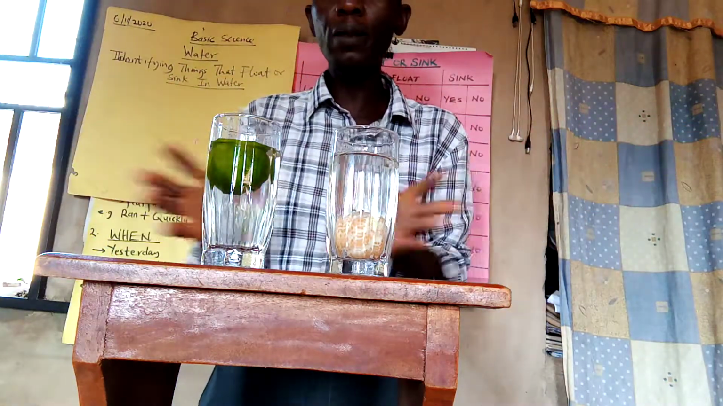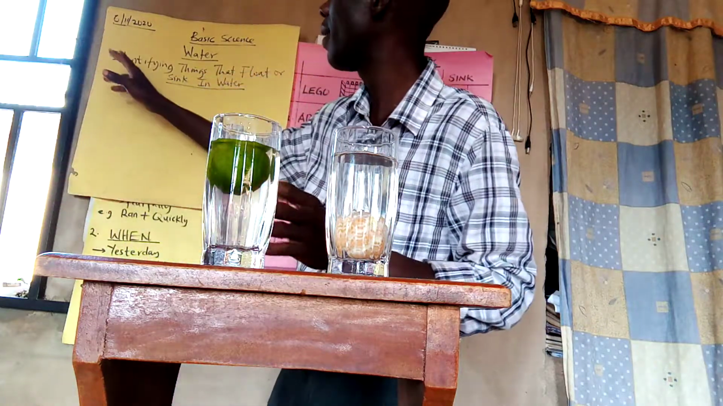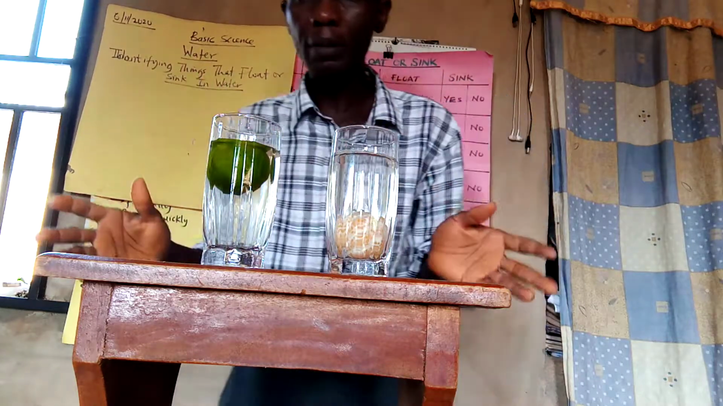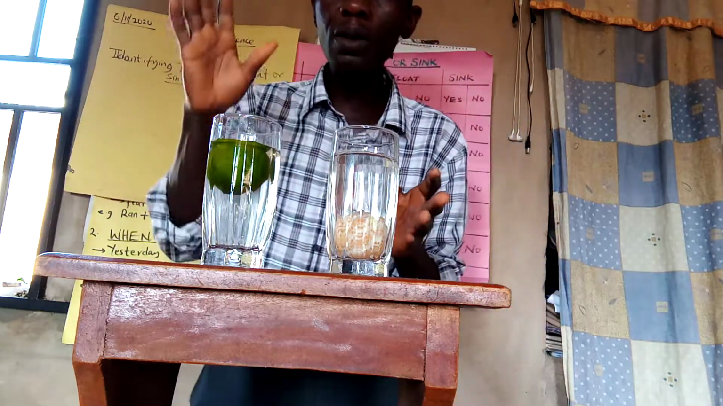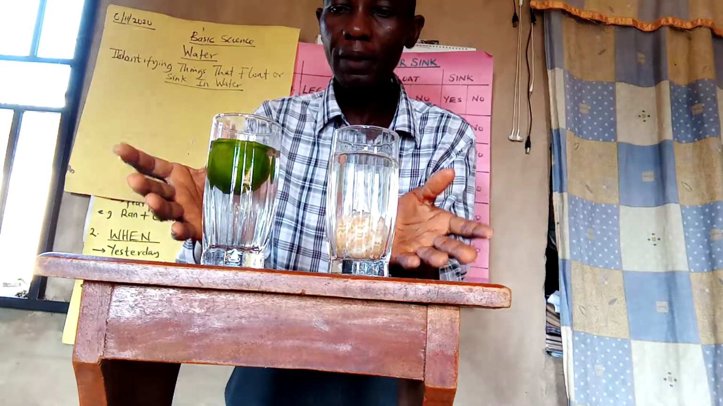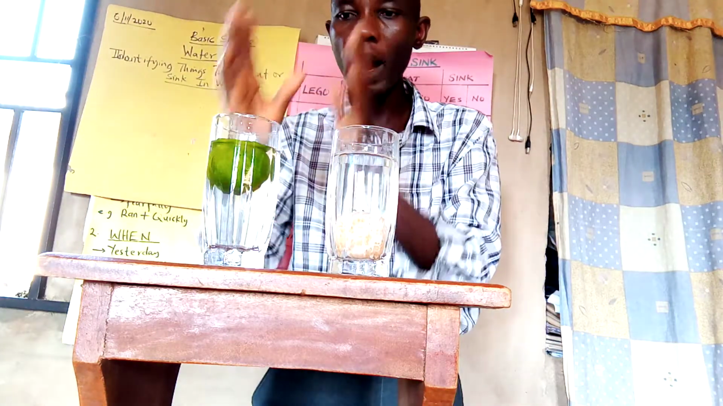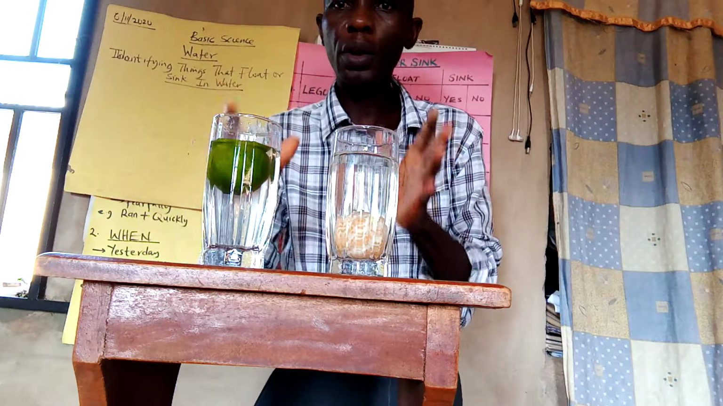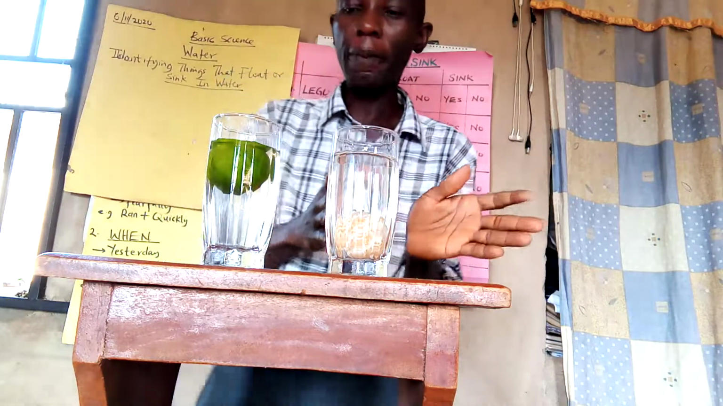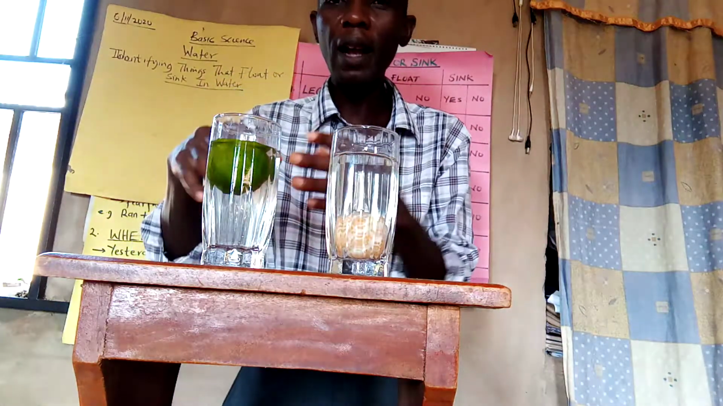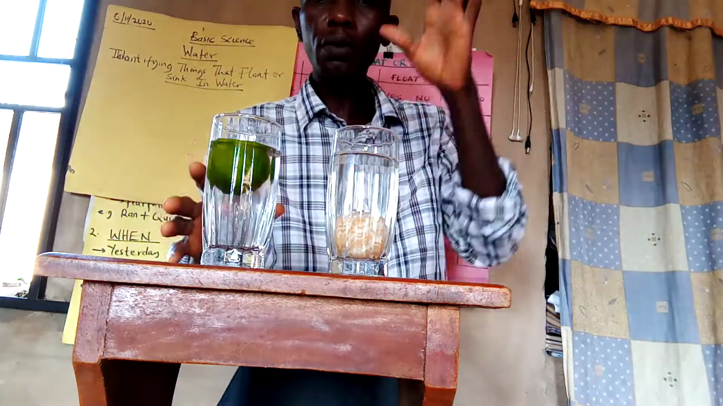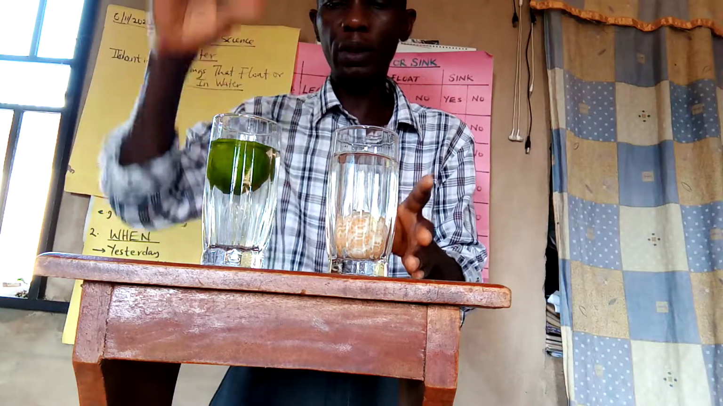So that will lead us to what our topic this afternoon is. That is identifying things that float or sink in water. Identifying things that float or sink in water. As you can see, we observe the two oranges, one actually goes down while the other one actually stays on top. The one that goes down means it has sunk. Then the one that stays on top means it has floated. It doesn't go down.